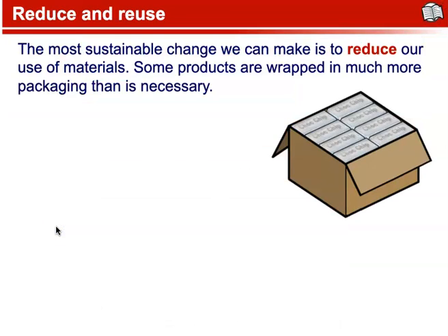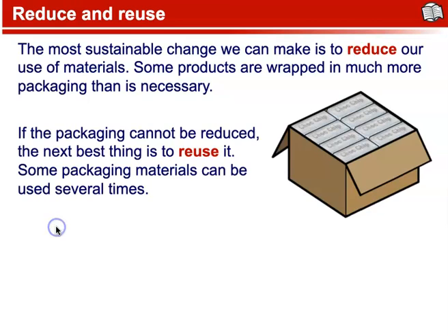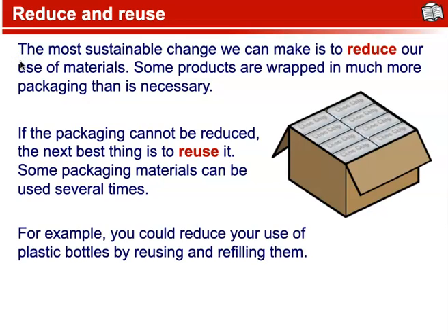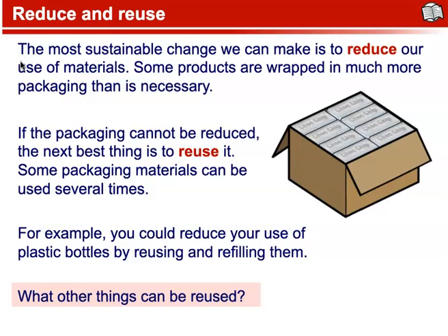Reduce and reuse. The most sustainable change that we can make is to reduce our use of materials. Some products are wrapped in much more packaging than is necessary. If the packaging cannot be reduced, the next best thing is to reuse it. Some packaging materials can be used several times. For example, you could reduce your use of plastic bottles by reusing and refilling them. What other things can be reused?